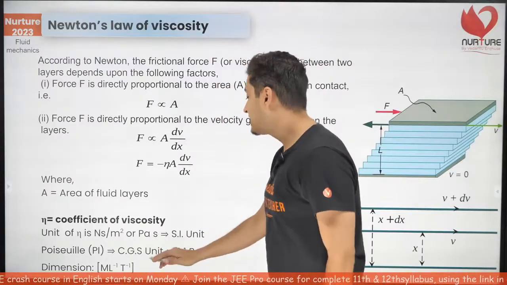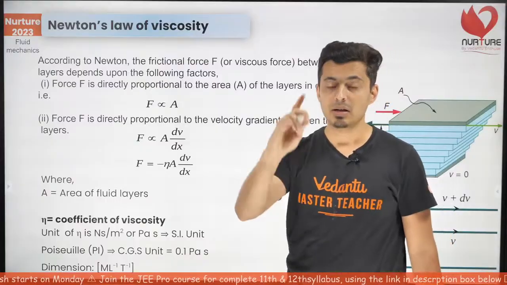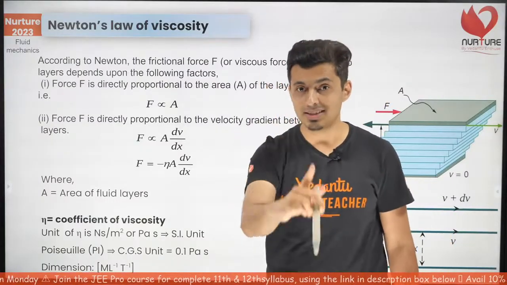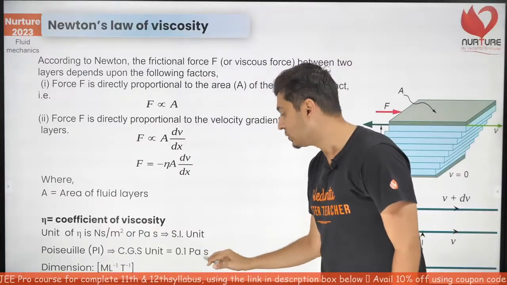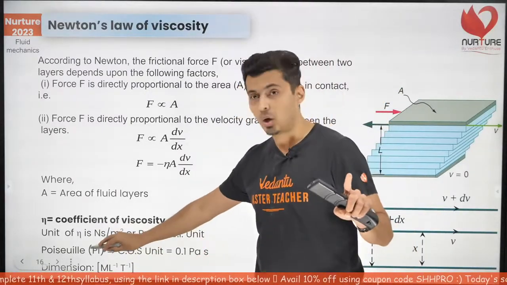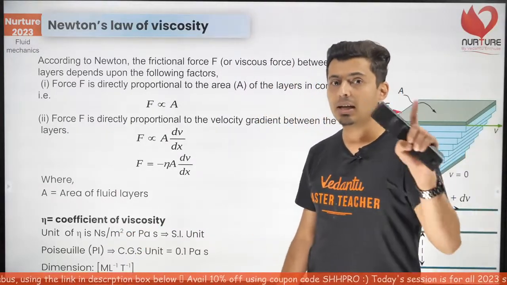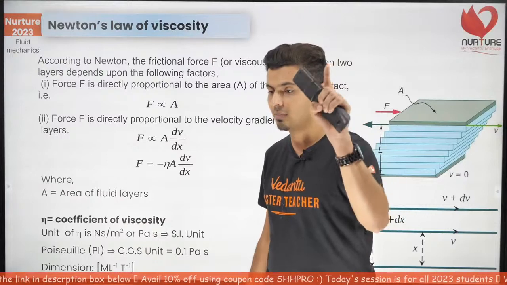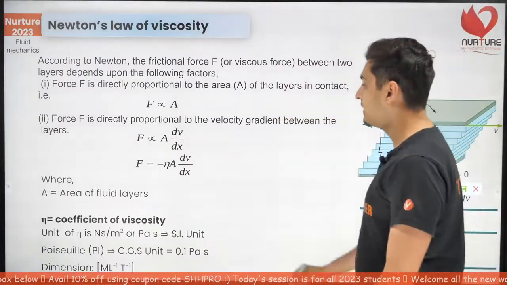And the CGS unit is called poise. That's something which you should remember. CGS unit is poise, and 1 poise is 0.1 SI unit. I'll repeat. 1 CGS unit, which is poise, is 0.1 SI unit. You can do the conversion. Keep this in mind. So what are the things that we have learned?